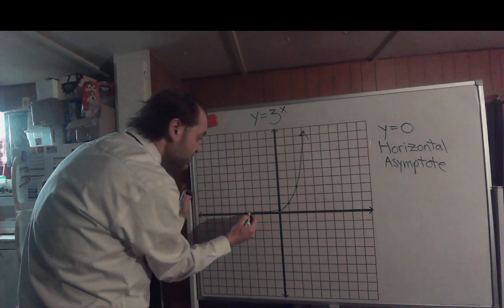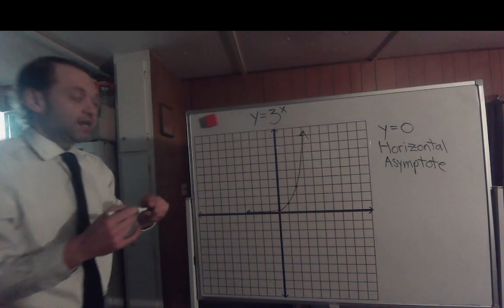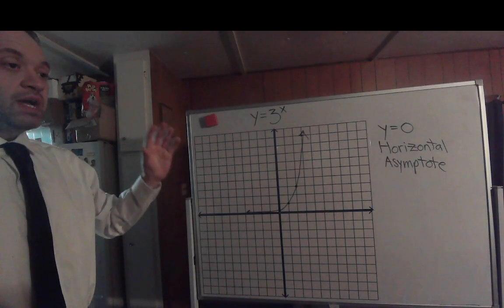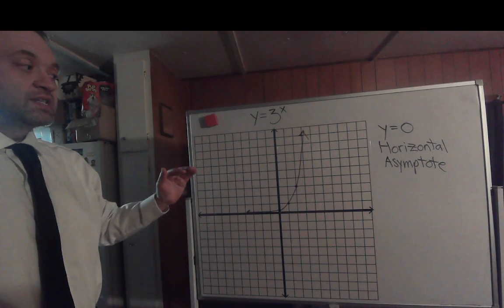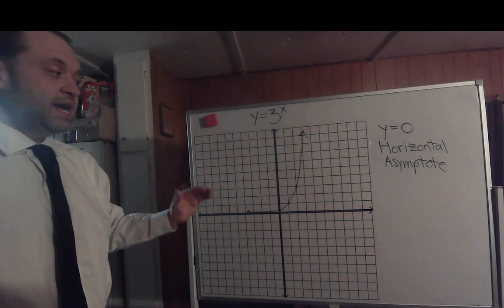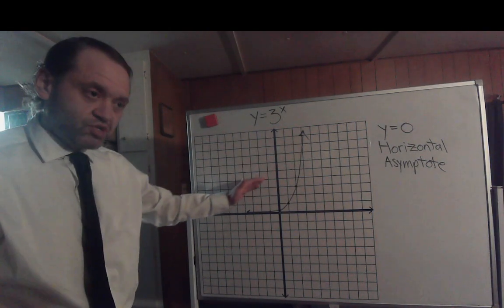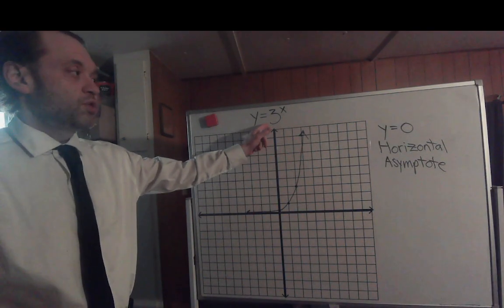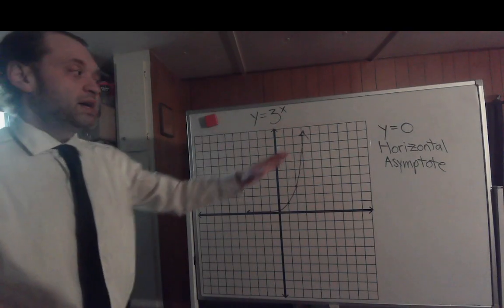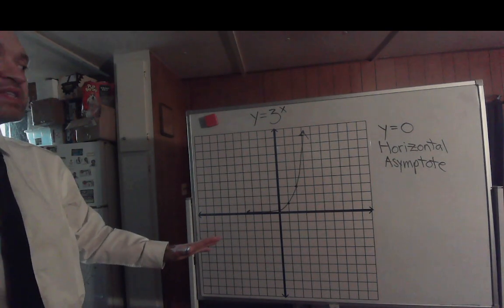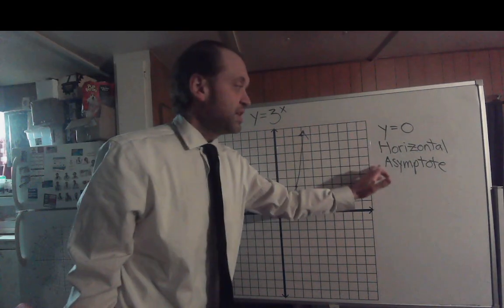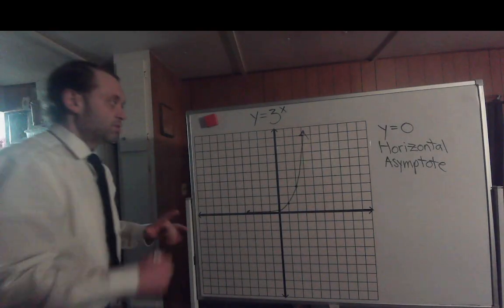Notice something else. It looks very similar to 2 to the x, only it's 3 to the x. So exponential functions like this tend to have roughly the same shape. It may be stretched different ways depending upon what your base is, but all exponential functions of this type graph roughly the same, where y equals 0 is your horizontal asymptote.